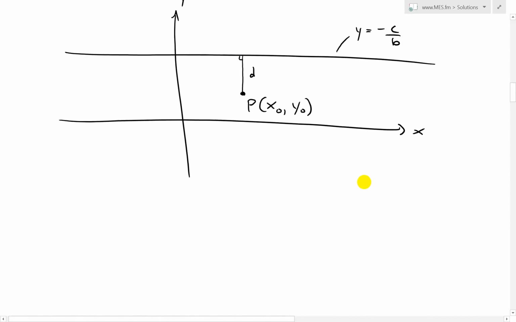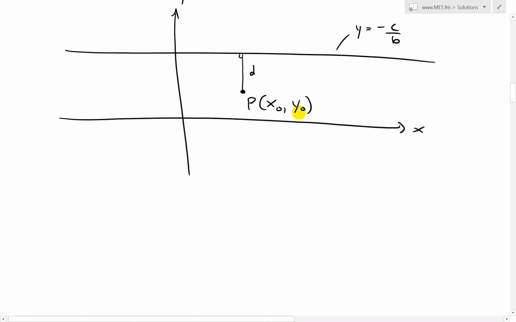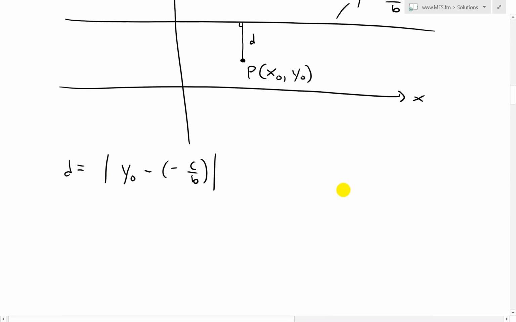So then the distance d is just going to be the difference of the y values. So d equals, well, y minus this one, the absolute value of it. So I'll just write y0 minus negative c over b. We could do it the other way, but we have an absolute value, so it's always going to be positive. Now the negatives cancel, so we have y0 plus c over b like this.